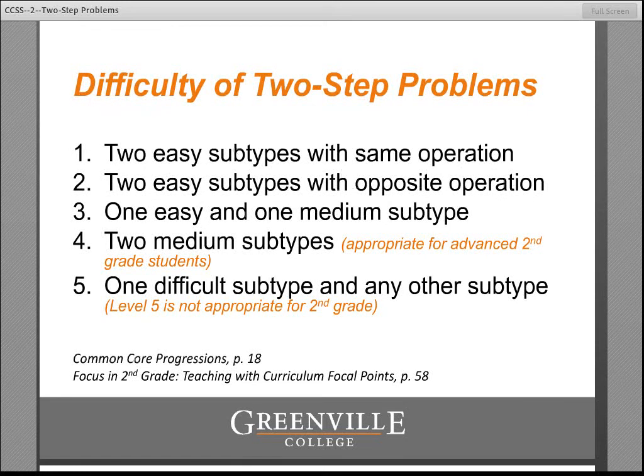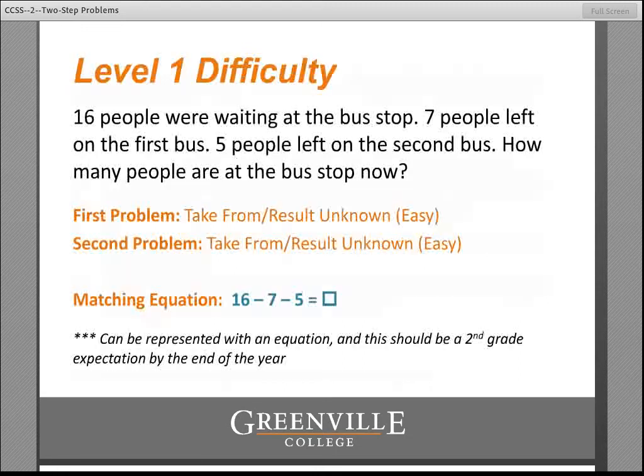So by combining different difficulties of one-step problems, we end up with 5 different levels of difficulty for two-step problems. Second graders are expected to reach mastery through level 3. Level 4 difficulty could be appropriate for your most advanced learners as a way to keep them challenged. Level 5 is not considered appropriate for second graders. We'll now go through each of these difficulty levels individually so you can see how they work.